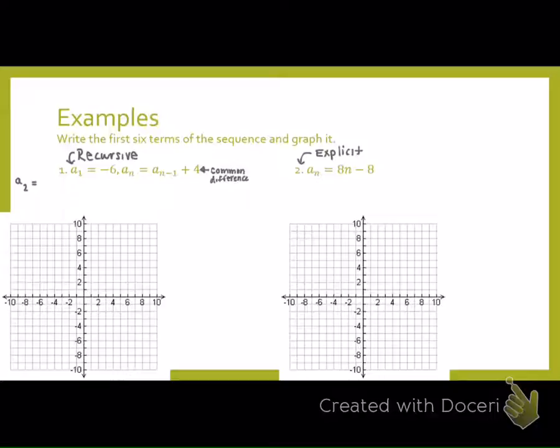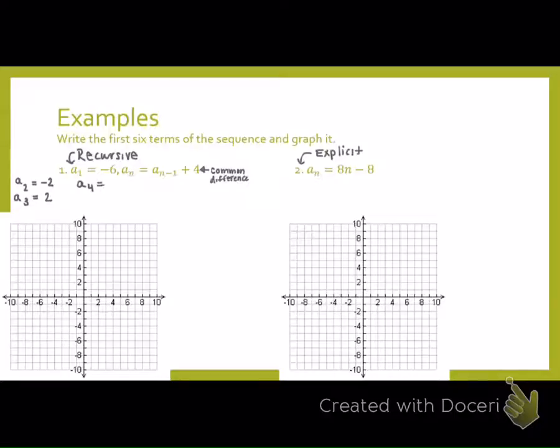So what would a sub 2 be then? How could I find a sub 2? Madison. Very good. So then we take our previous term, which is to get a sub 3. So previous to a sub 3 is a sub 2. So -2 plus 4 is what, Kaylin? 2. So you just keep taking your previous terms.